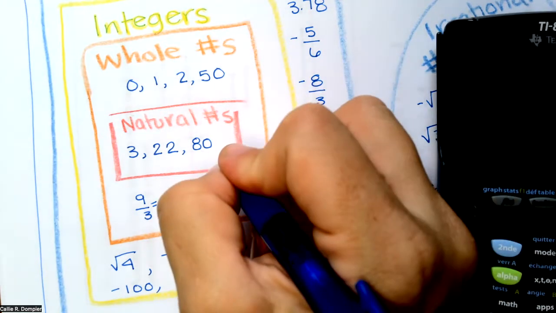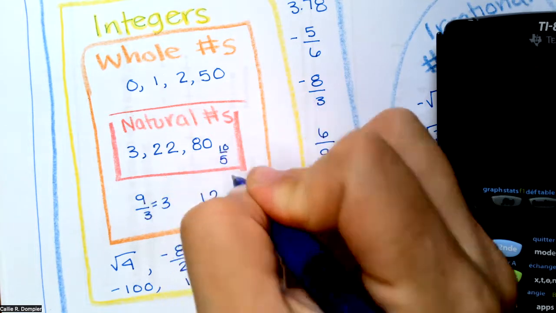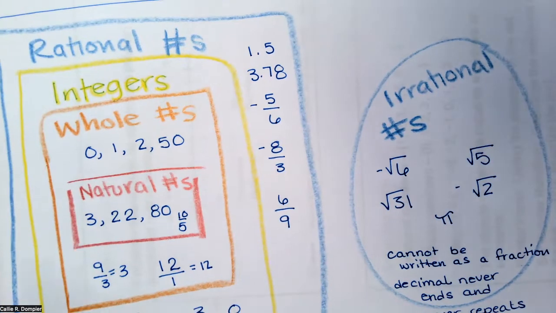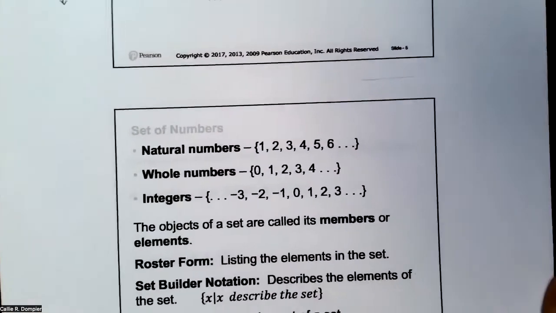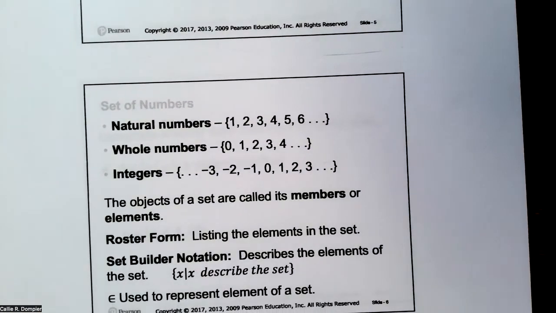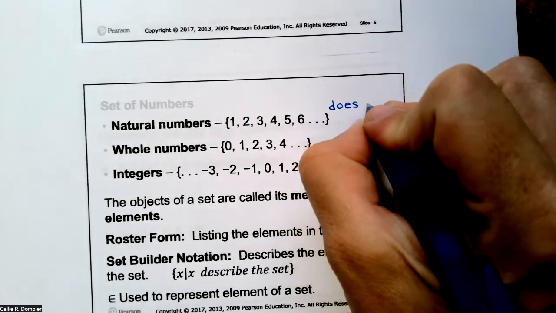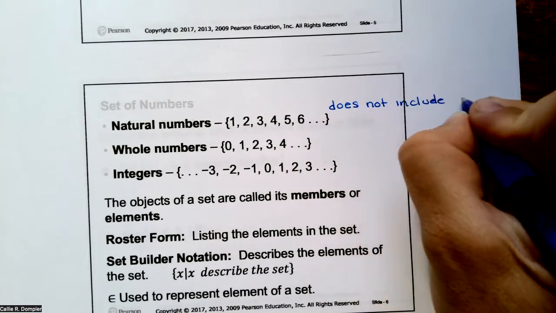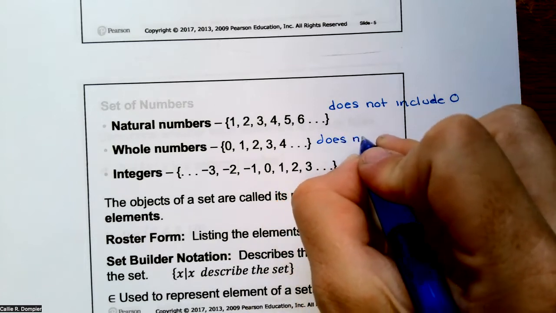Good. So you could include like 10 over 5 because that becomes 2, right? 10 divided by 5 is 2. But there's the breakdown of different types of numbers, okay, before we go on. So natural numbers, they do not include 0. Zero. Whole numbers do not include negatives.